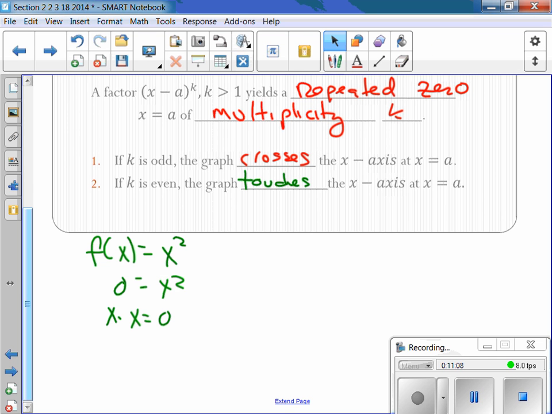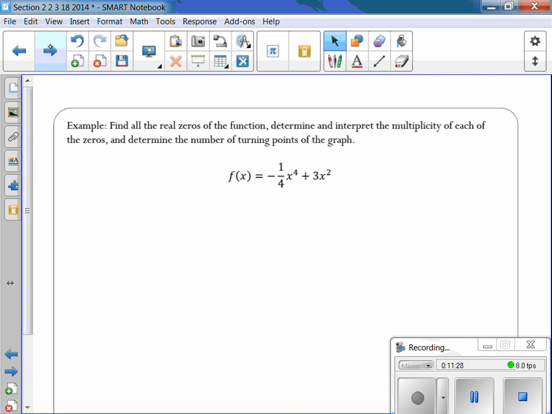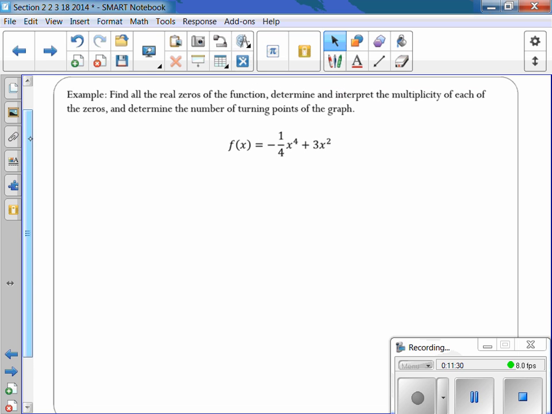So this is a useful tool for graphing. When we know we have a zero of certain multiplicity, we can determine whether it's crossing the x-axis or whether it's just touching it and going right back up or back down. So we're going to utilize this again tomorrow when we talk about the graphs of these functions. Here we have a nice little function. F of x equals negative 1/4 x to the 4th plus 3x squared. We want to find all the real zeros, determine the multiplicity of each of the zeros, and the number of turning points.